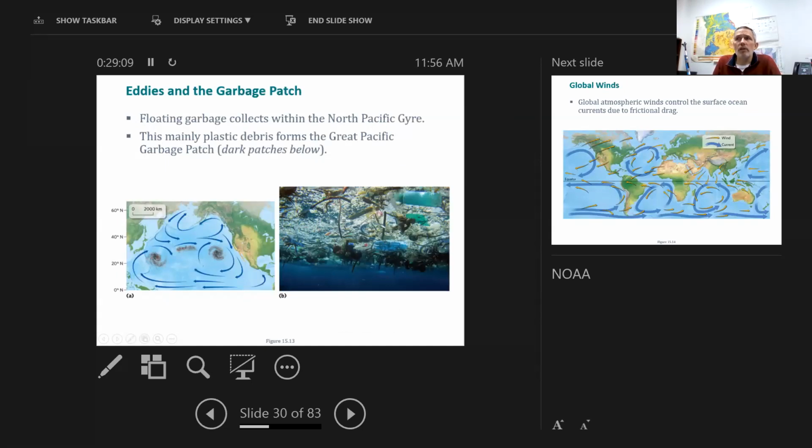So these gyres also will create some areas that don't have much movement, and they just are circulating a lot, swirling around in the middle of these gyres. And so if you had something that was floating in the water, it would get caught in these eddies. One of the most famous examples of these is the Great Garbage Patch here, imaged on the right. And we can see where they're located. They're in the middle of these gyres.